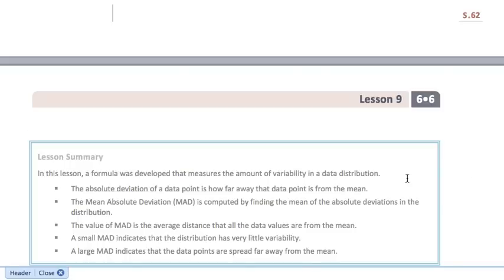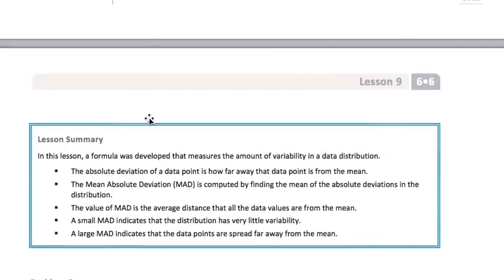So in review, in this lesson, a formula was developed that measures the amount of variability in a data distribution. The absolute deviation of a data point is how far away that data point is from the mean. The mean absolute deviation is computed by finding the mean of the absolute deviations in the distribution, which really means that we are adding up all of the absolute deviations and dividing by the number of numbers that we have.